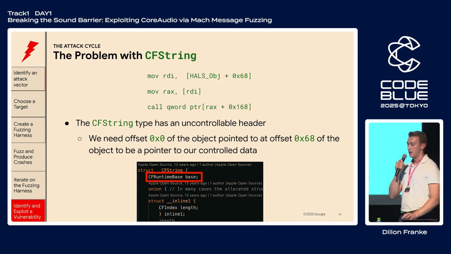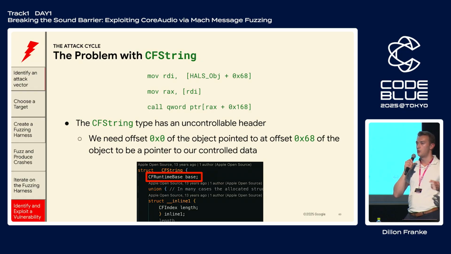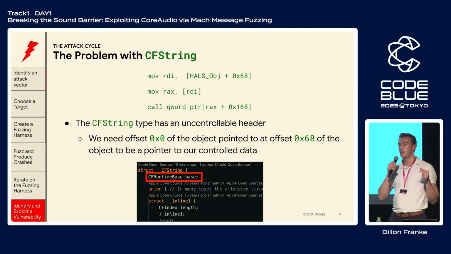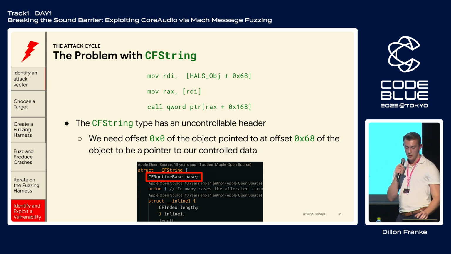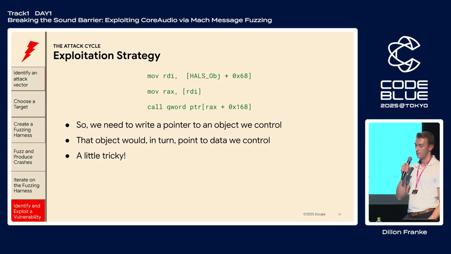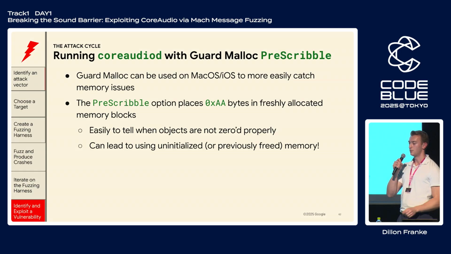However, that ended up being false because if you remember, the CF string type has an uncontrollable header. That's what we were able to set. But we needed offset 0 of the object pointed to by offset 68 to be an object with controlled data, because then we'd need that to point to our vtable. So that wasn't going to work. We need to write a pointer to an object that we controlled, and then that object would in turn point to data we control. A little bit tricky.